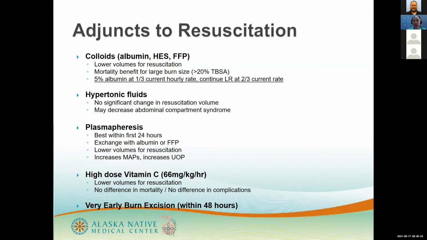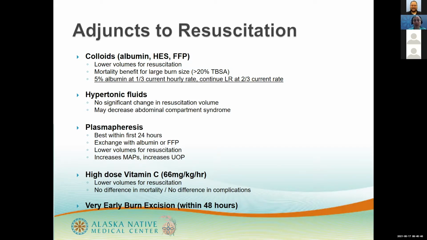High dose vitamin C, there's a lot of different studies. Again, this is pretty geographic specific of which centers utilize this. Again, it leads to lower volumes of resuscitation, but has not shown any mortality or complication benefit.